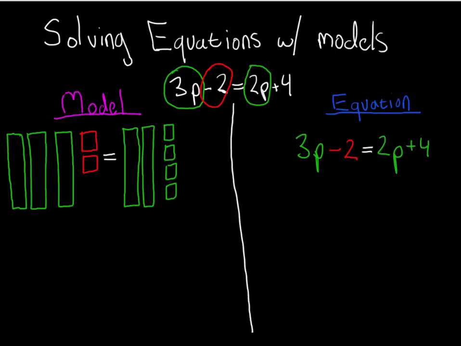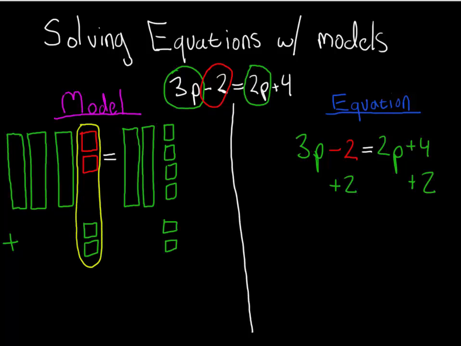Now my goal in this type of problem is to get the bars all by themselves on one side of the equation or the other. To do that, I'm going to start by eliminating the individual units. To rid myself of the 2 negative units on the left side of the equal sign, I'm going to add 2 positive units to both sides of my equation. When 2 negative units meet 2 positive units, they create 2 zero pairs.